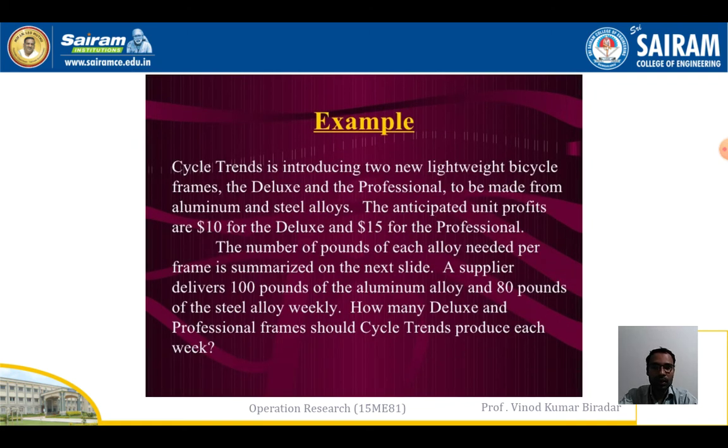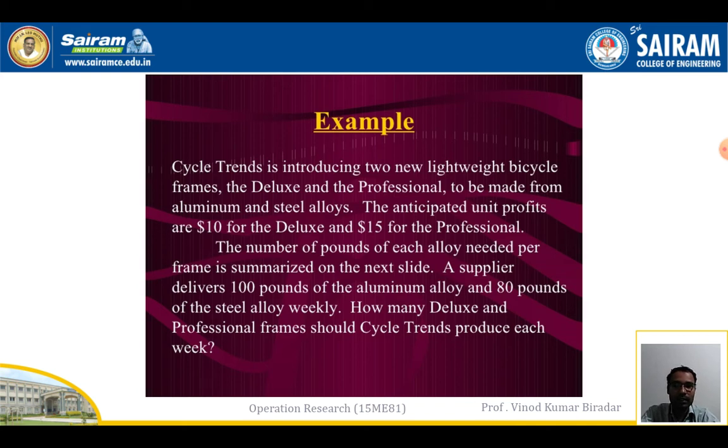Okay, so in the first example they have given this. Cycle Trends is introducing two new lightweight bicycle frames, the deluxe and the professional, to be made from aluminum and steel alloys. So we have two bicycle frames, the deluxe and the professional, made from aluminum and steel alloy. The anticipated unit profit is around $10 for the deluxe and $15 for the professional. The number of pounds of each alloy needed per frame is summarized on the next slide.